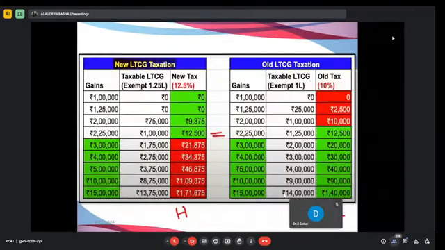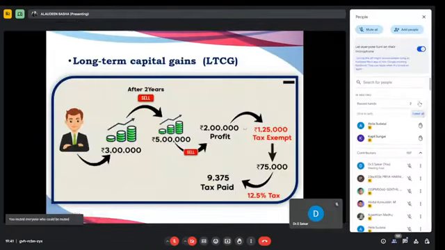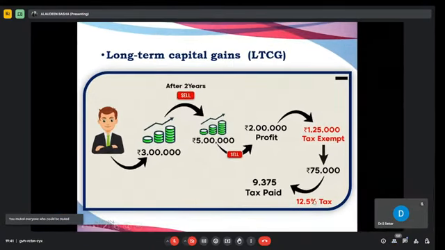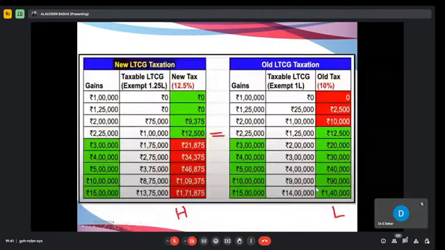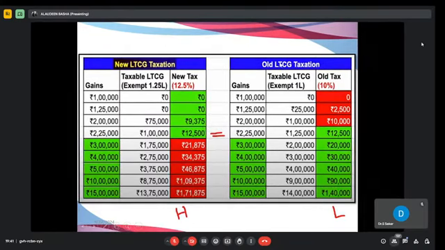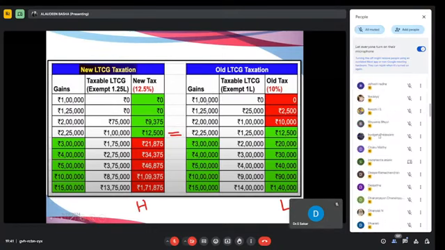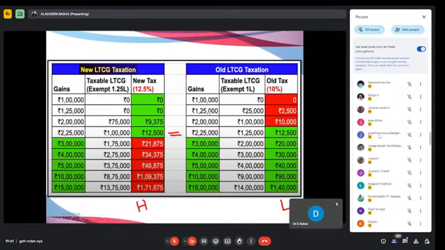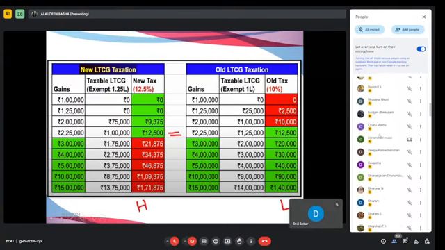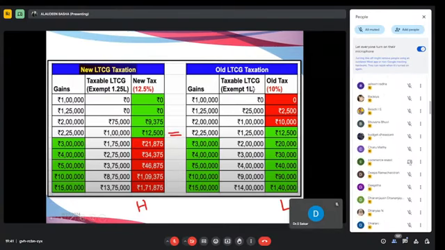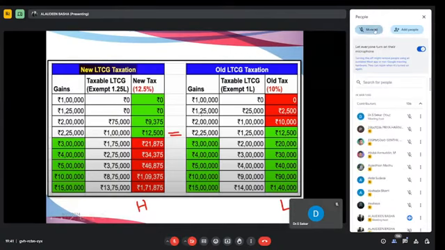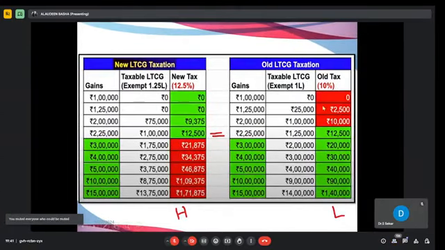Thank you. Next, how does this 1.25 lakh play out in our real-life cycle? We'll check this chart. This is the old long-term capital gain and this is the new long-term capital gain. First, the old one: if you are getting 1 lakh rupees profit, there is no tax, since up to 1 lakh is exempt. If you go above 1 lakh, you pay tax of 10%. So if you get 1.25 lakhs profit, you pay 10% tax, which is 2,500. But in the new one, it should be 0.